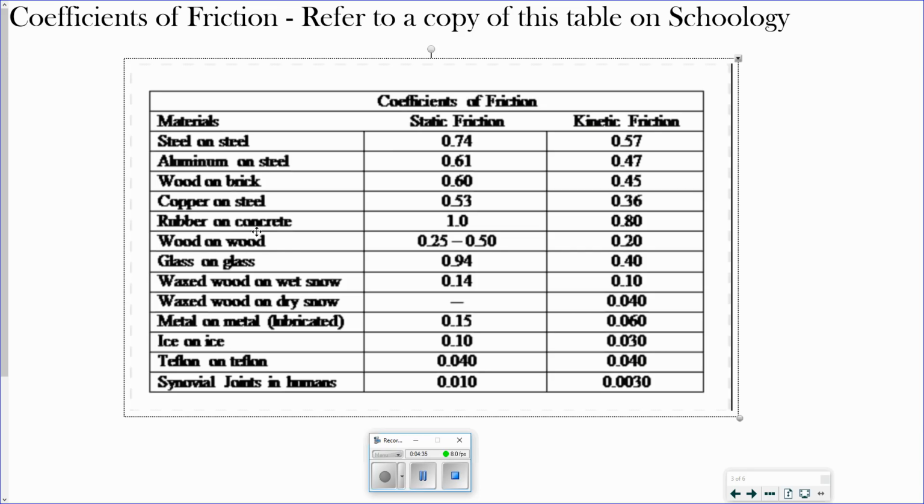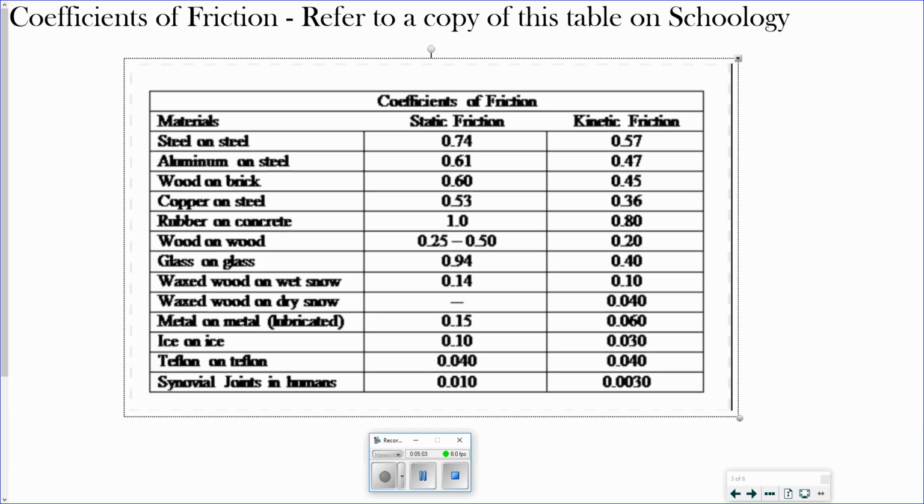Here was wood on wood, so to solve a problem based on the PhET animation, I would use the value for static friction of 0.25, or 25% of the normal force, up to 50% of the normal force. And that depends on the type of wood. And then, once the crate started to slide, the kinetic friction force would be about 20% of the normal force. So these are your values for mu.